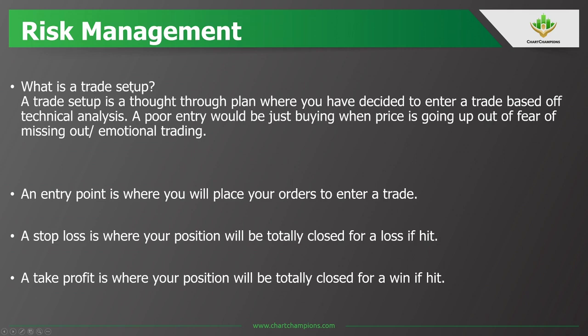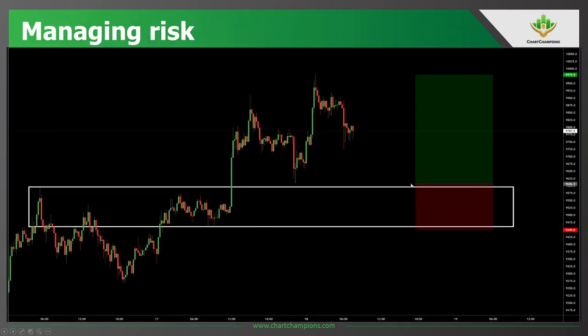So we want to block out this emotional style of trading and get into the plans of having technical analysis and our trade setups. So a trade setup is comprised of 3 points. Point number 1 is an entry. Point number 2 is a stop loss. Point number 3 is a take profit. That on the chart looks like this: entry, stop loss, and take profit.